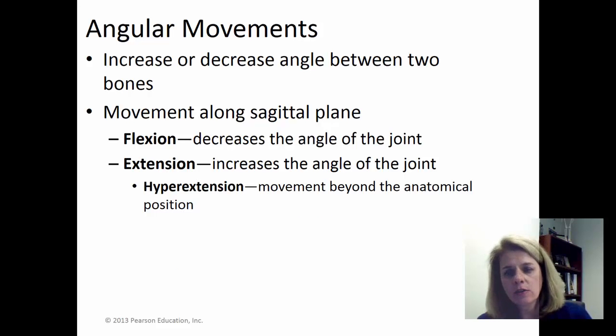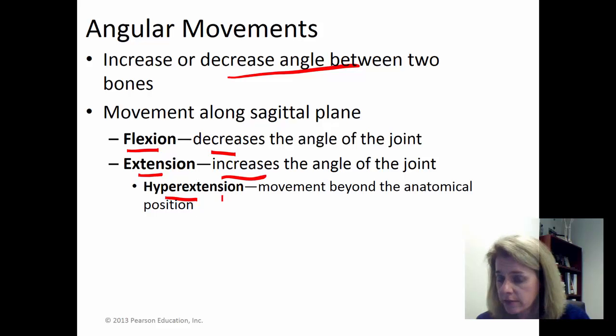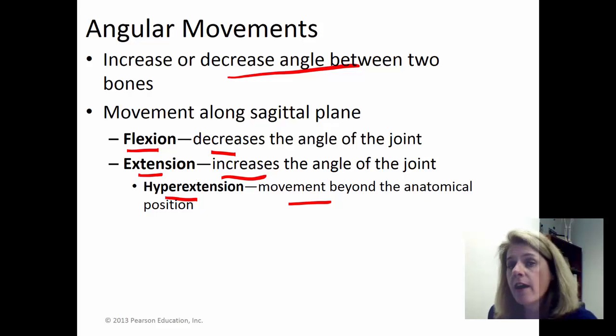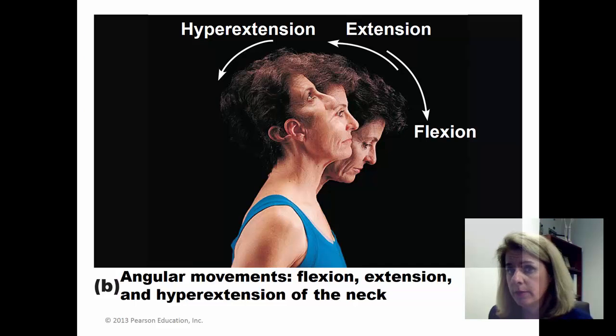Now your angular movements, they're going to increase or decrease the angle between two bones. So if you're talking about the movement in the sagittal plane, we're talking about flexion, extension, and hyperextension. Flexion decreases the angle, extension increases the angle, and hyperextension is movement beyond anatomical position. So what does that mean? Let's look at some pictures. And you have additional pictures in your book.